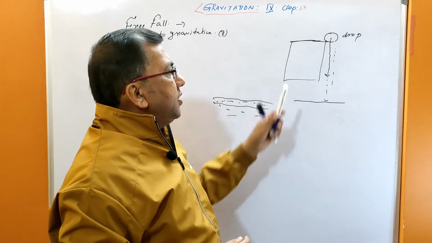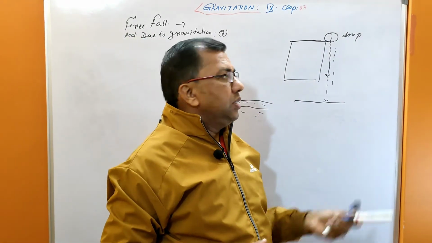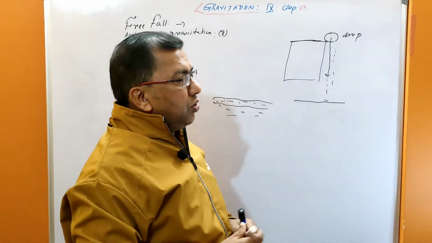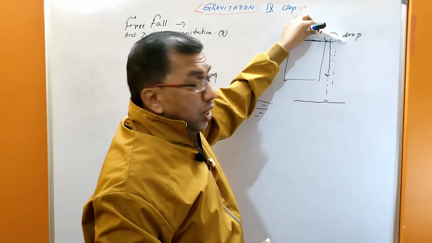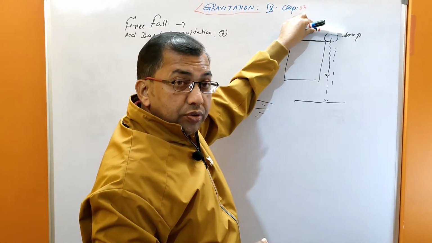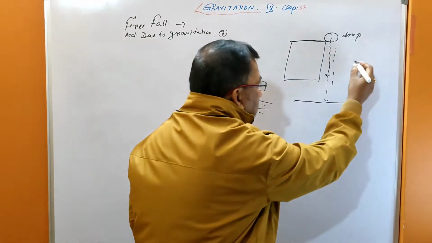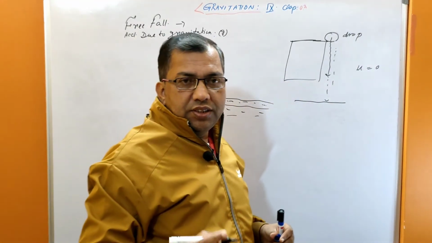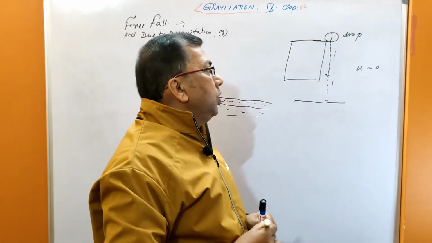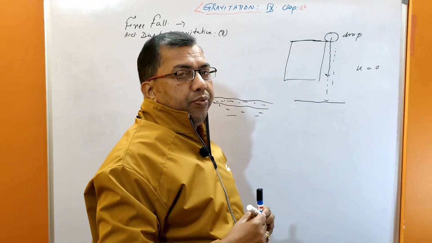And initially, the initial velocity, that is u, equals 0. No force is applied here, just drop. We take it here and release it. After releasing, what will happen? It falls. Its initial velocity u equals 0, clear? Okay. Now what type of force is acting here?